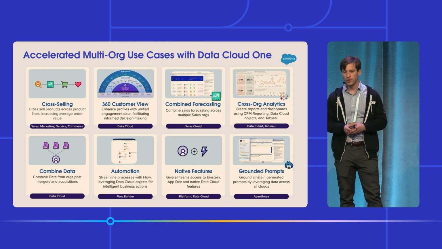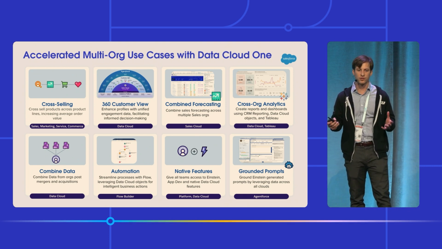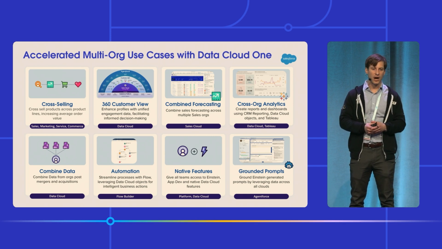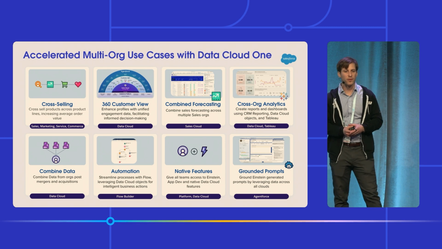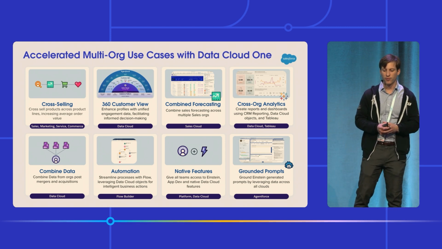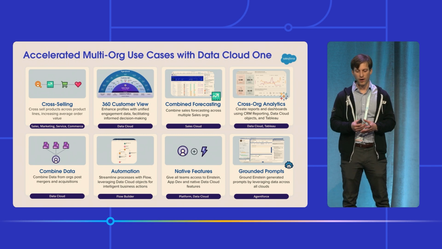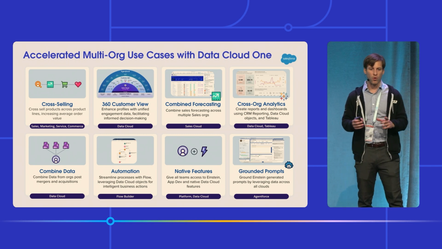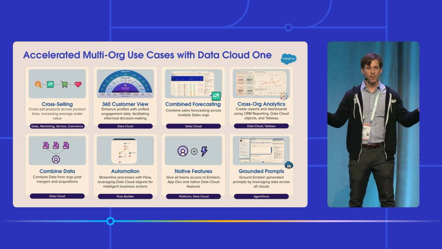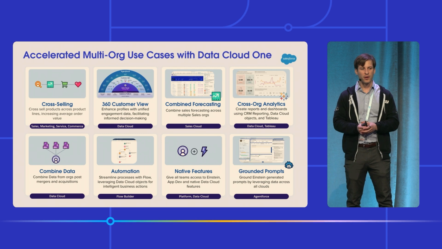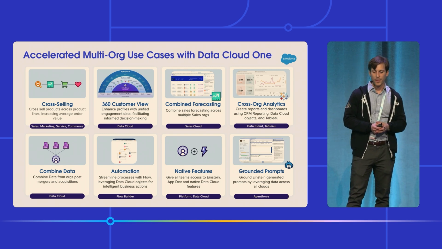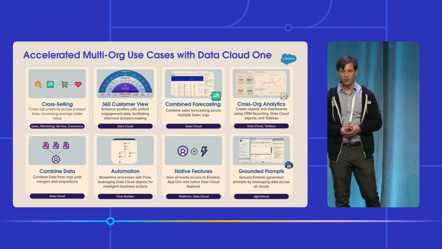Another very important use case that we're seeing, especially with Agentforce rolling out everywhere, is the ability to do grounded prompts. Now, Data Cloud, with its ability to handle unstructured data, it's hugely important that we use that for our grounded prompts. So with Data Cloud 1, all that data is available across, and you can use it to enrich all those grounded prompts, so you can do retrieval augmented generation and power those agents across the board.